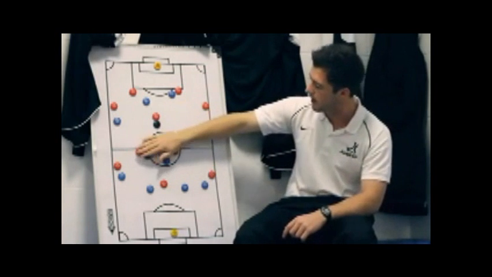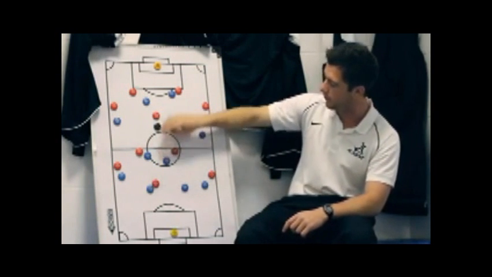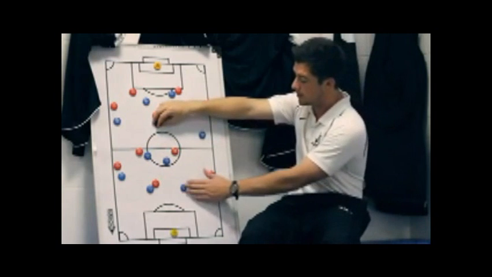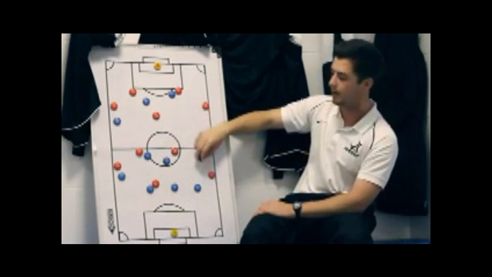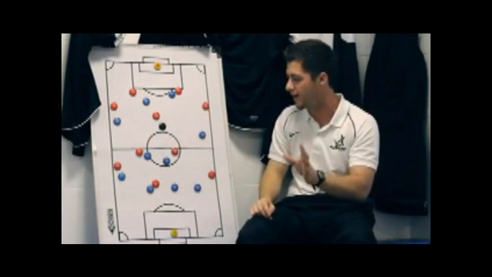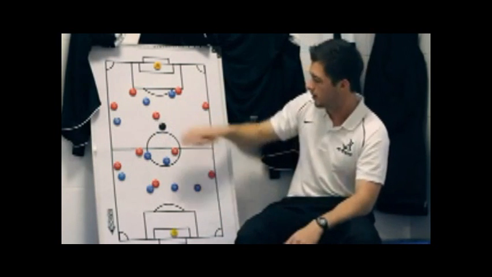If that's not on, has he got the range of pass into the centre forward? Has he got the range of pass to hit a diagonal to the wide player? All these different passes are very, very important for a number 4.